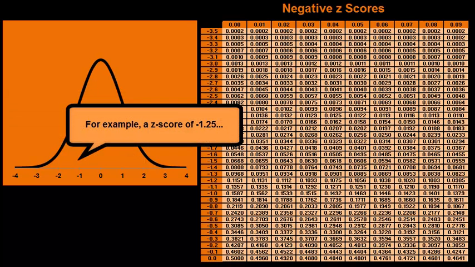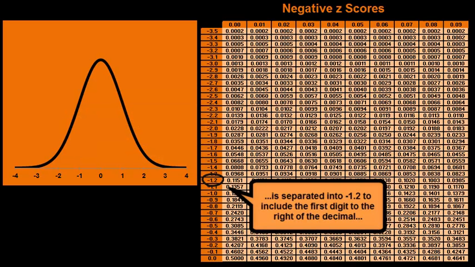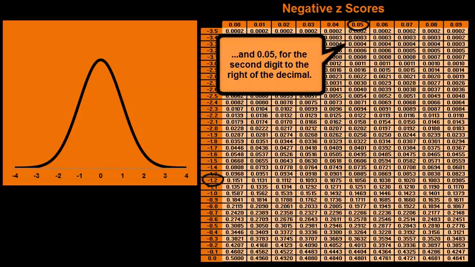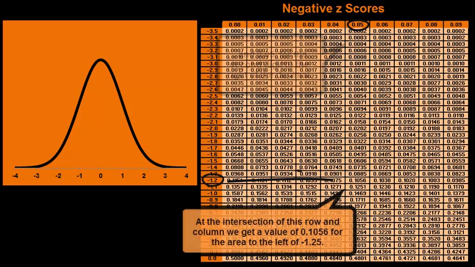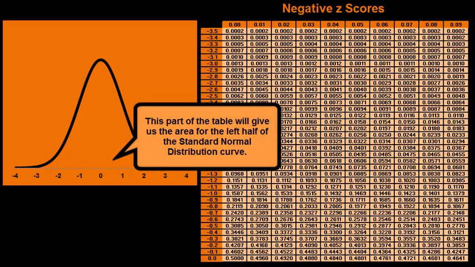For example, a z-score of minus 1.25 is separated into minus 1.2 to include the first digit to the right of the decimal, and 0.05 for the second digit to the right of the decimal. At the intersection of this row and column, we get a value of 0.1056 for the area to the left of minus 1.25. This part of the table will give the area for the left half of the standard normal distribution curve.